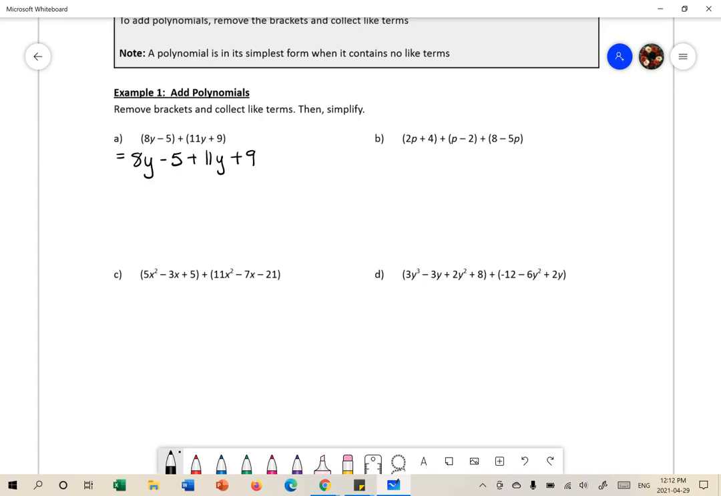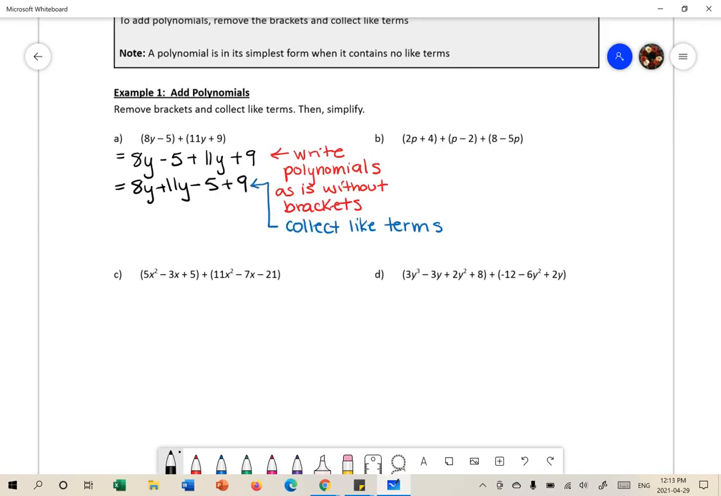Okay, so when you're adding polynomials, we're just writing the polynomial as it is without brackets. Then you're going to collect like terms. And then finally, you're going to simplify like terms.